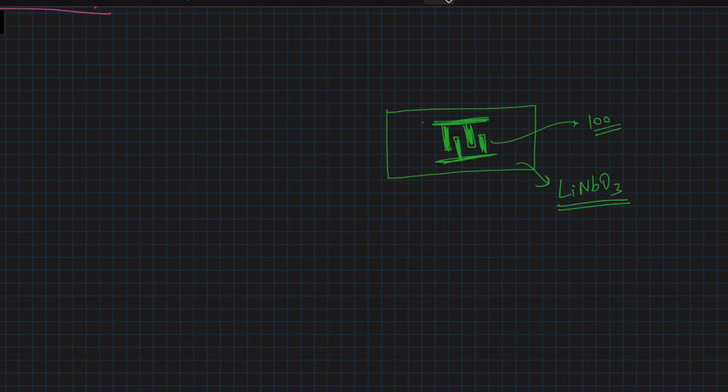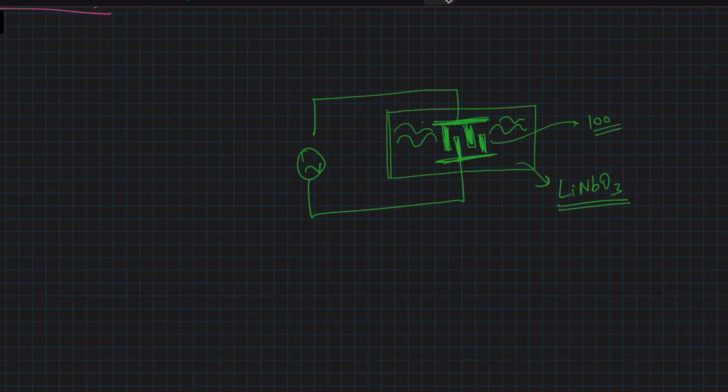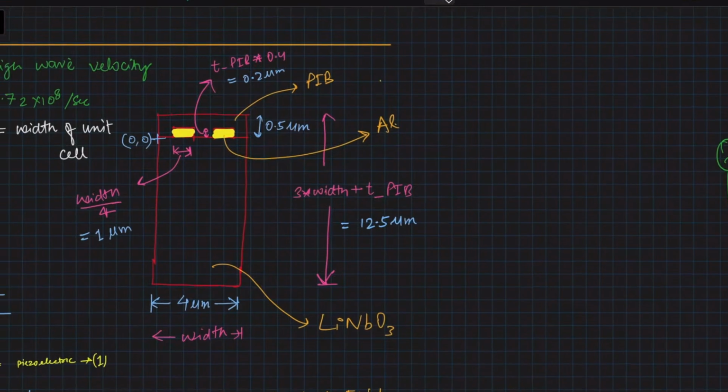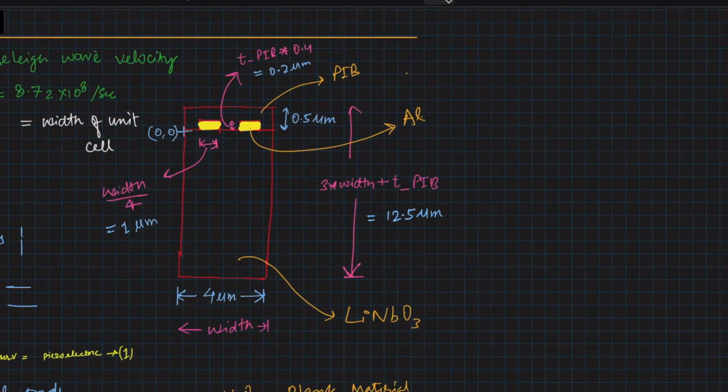So what happens when we supply an RF signal to this? Due to this external perturbation, one wave starts flowing through this. And if this boundary is reflecting, it will reflect back. So that's how it works, like a resonator. Similarly, we are going to design a unit cell.